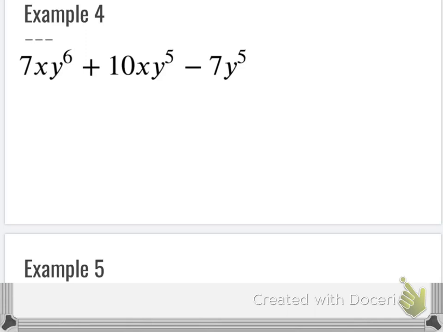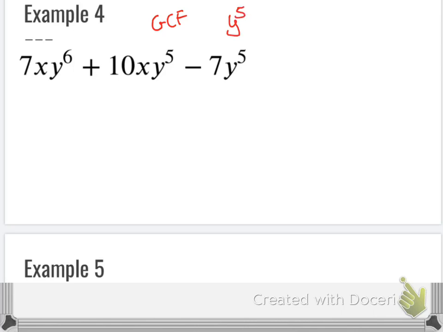Okay. Now we're looking at the next one. We're looking for the most restrictive for the variables. So GCF, we see there's one x in the first one, x to the first power, x to the first power, and then there's no x in the last one. So we know our GCF can't have an x in it. And then we go to the y's. We have a y to the 6th, and then we have 5, 5. Well, the smallest would be to the 5th, so y to the 5th.